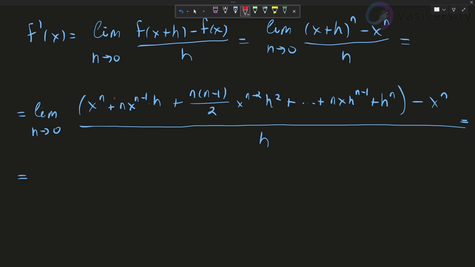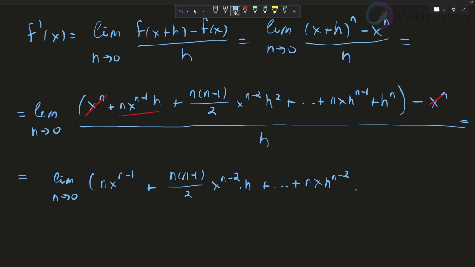Okay, clearly, if we open up the parentheses, x to the n cancels out. All of the other terms have h, and this one is the only one with h to the first power, which is perfect for us. If we factor out h, h cancels out, and we have the limit as h approaches 0 of n x to the n minus 1 plus n times n minus 1 over 2 x to the n minus 2 times h plus dot dot dot plus n x h to the n minus 2 plus h to the n minus 1. And that will simply equal n x to the n minus 1.